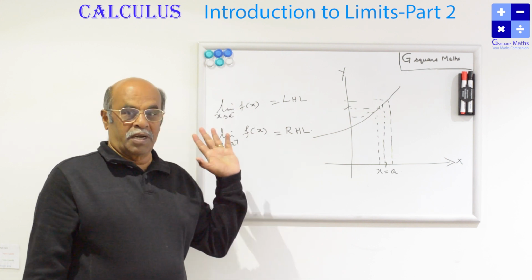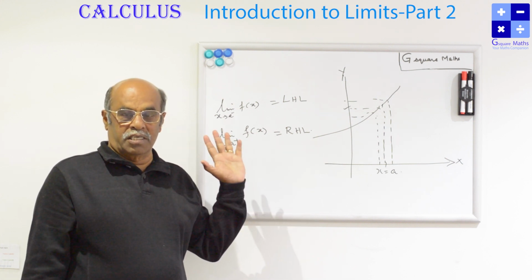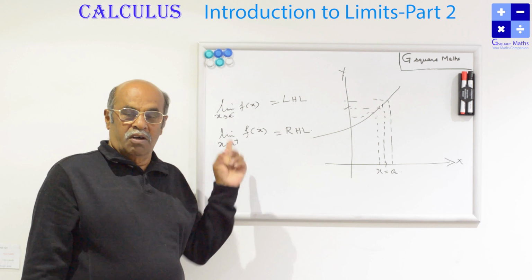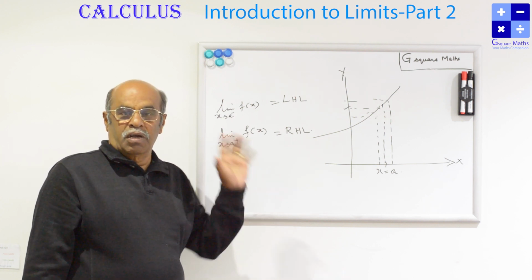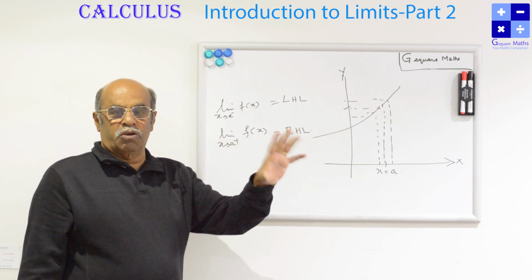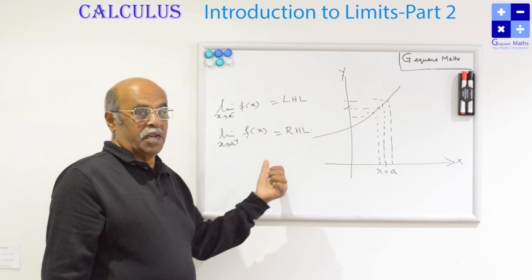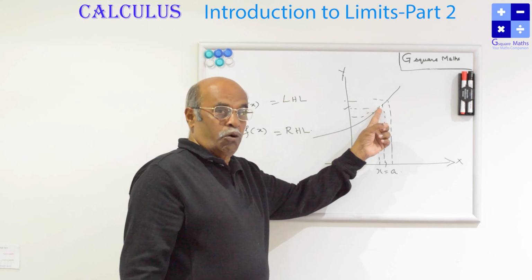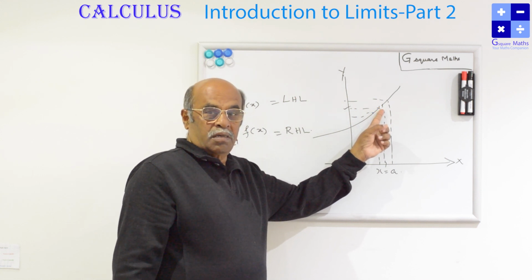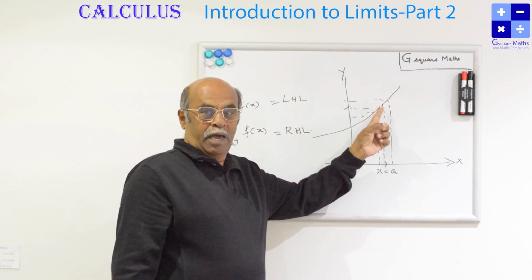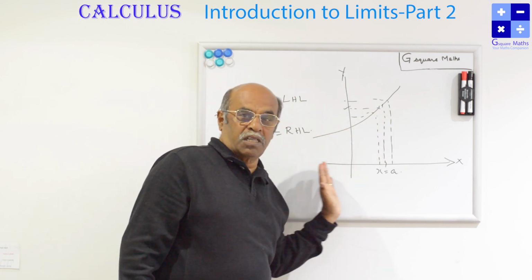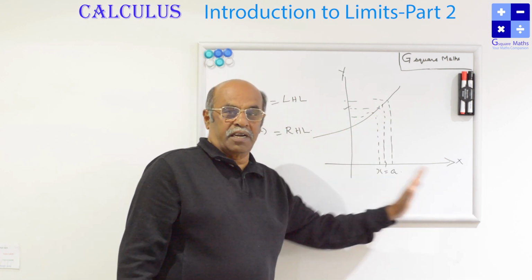Function value doesn't matter. Function value is something else, limit value is something else. What is the function value? In the function, directly substitute x equal to a, that is the function value. Why are we calculating the left hand limit and right hand limit? Because the function is not defined, there is a hole, there's a gap. That's why we are approaching the point a from the left side and right side.